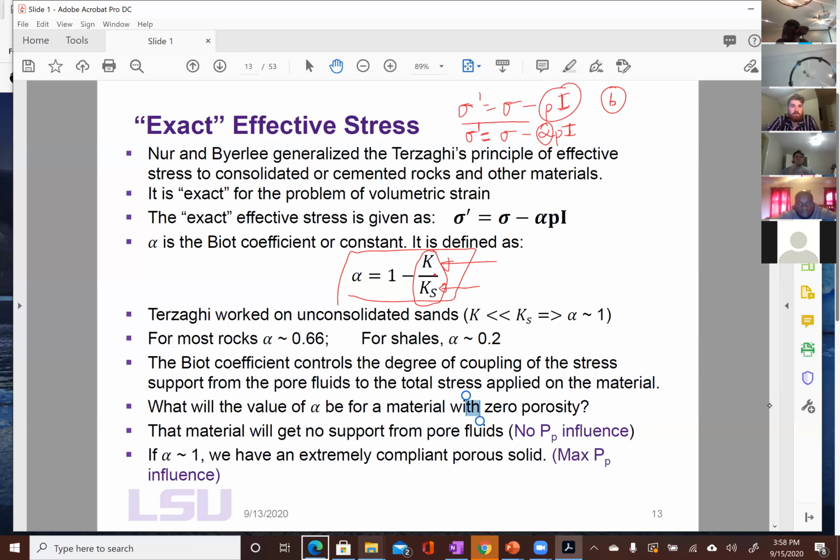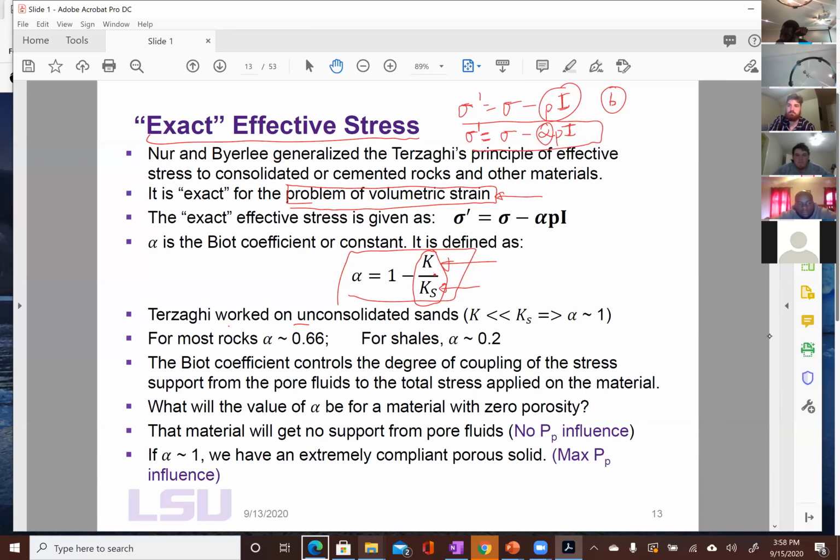And that's what we use as the exact effective stress. And it's called exact because it is exact for the problem of volumetric strain. And there are derivations of this in the literature, which is beyond the scope of our course. But that's why it's called exact effective stress. Sometimes it's just referred to as modified effective stress. And again, it applies when your rock has been consolidated, and when porosity is usually small.